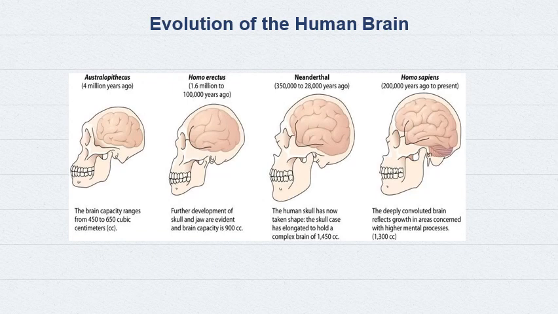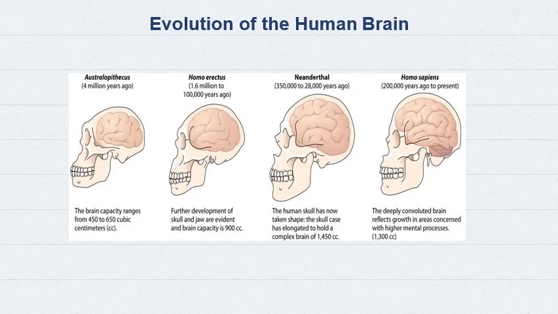So titingnan natin dito yung Australopithecus, which was supposed to be our ancestor 4 million years ago. The brain capacity now ranges from 450 to 650 cubic centimeters. Then we have the Homo erectus, the toolman. Further development of skull and jaw are evident. Nagkaroon daw ng changes sa jaw at saka sa skull. And the capacity of the brain is 900 cc.